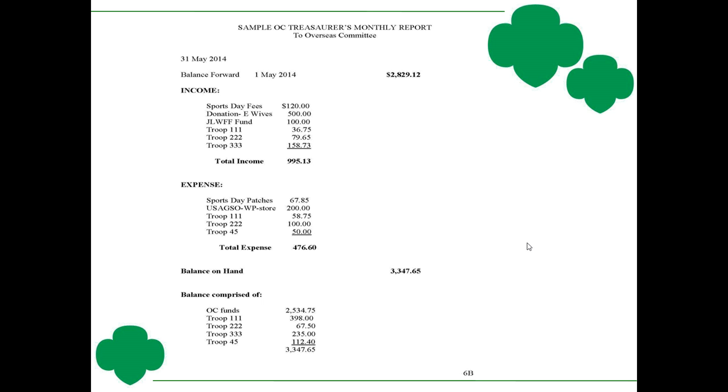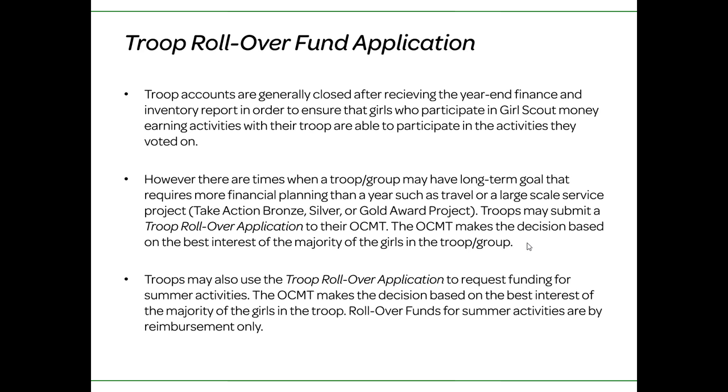Now here on the screen is a sample of a treasurer's monthly report. You'll see it has the date, the balance forward, any income that's coming in, any expenses that are coming in, the balances that are on hand, and it says what those balances are comprised of. You see again where it has each troop, as they have income and expenses, they have their own line.